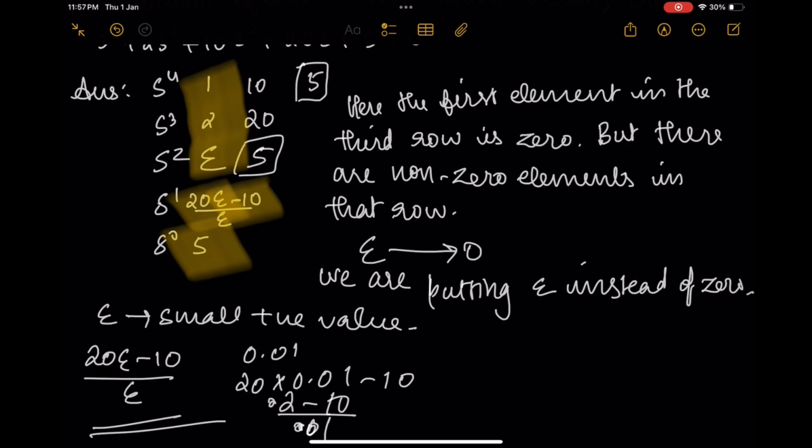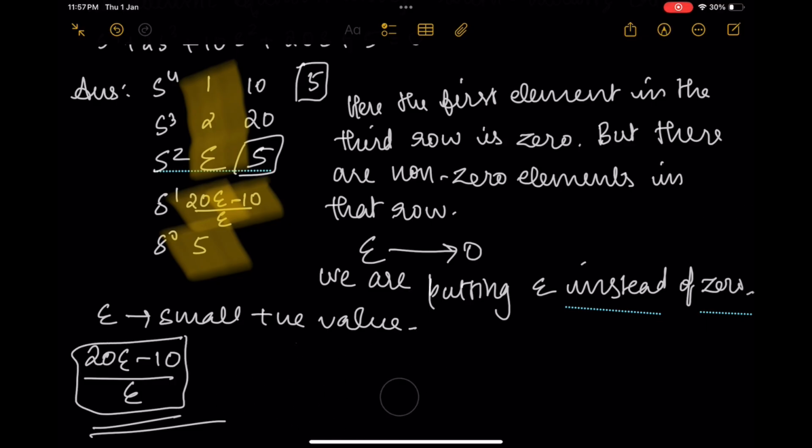Since 10 is greater, it will be a negative value. For any small values close to 0 that you put in this particular equation, it will always give you a value which is less than 0, or I could say a negative value. So even if I give epsilon a small positive value, the value of the next term will be negative.